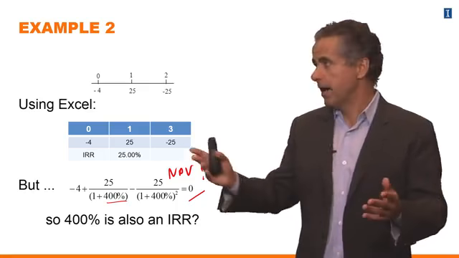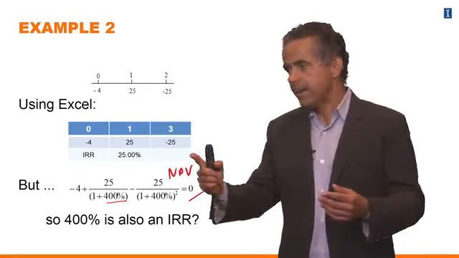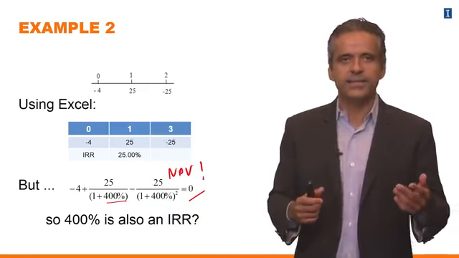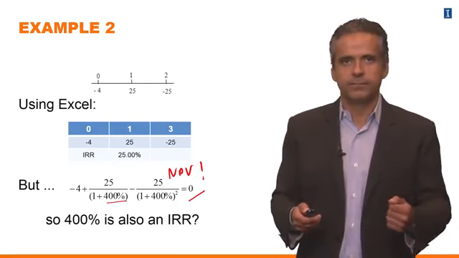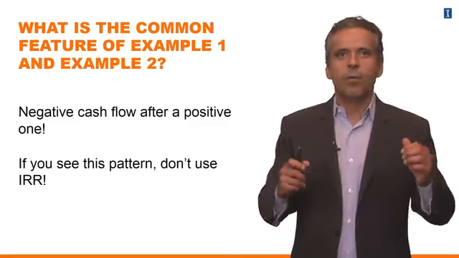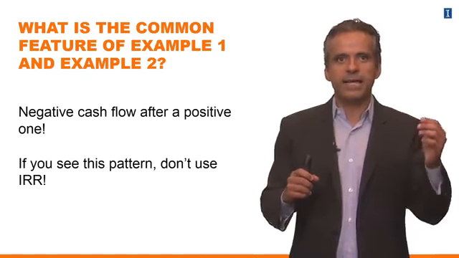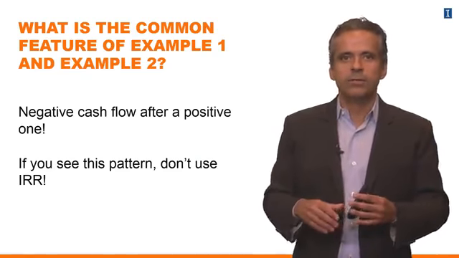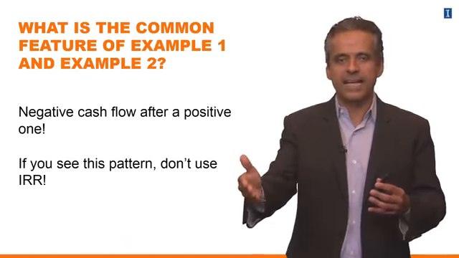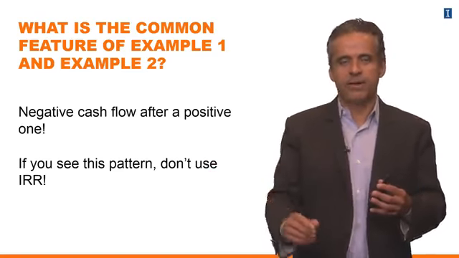The other thing you can do, by the way, just do it in Excel if you don't want to do this equation. Write down the NPV in Excel to convince yourself that if the discount rate is 400%, you should also get a 0 NPV. Okay? There is a problem. Think about the following thing. What is the common feature of these two examples? Okay? The common feature is that you have a negative cash flow that is coming after a positive one. Okay? You have positive and then negative. So 20 minus 22, 25 minus 25.